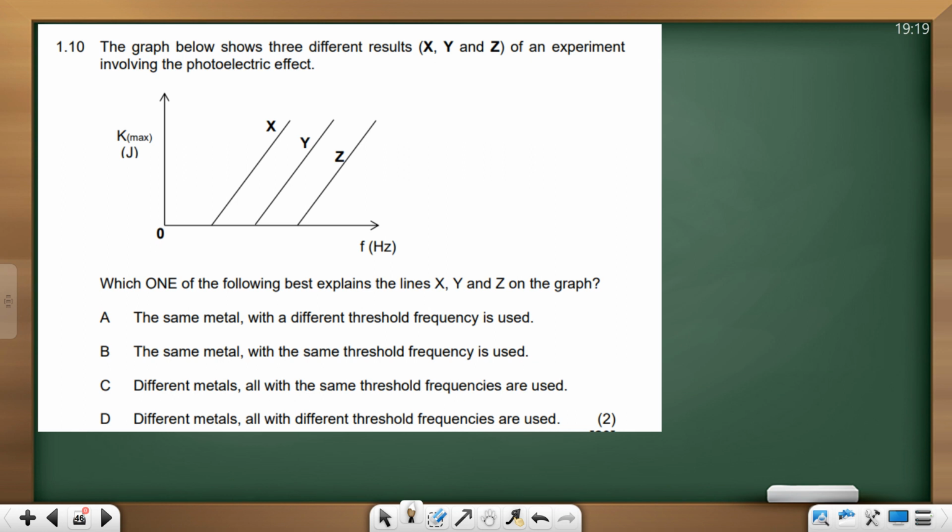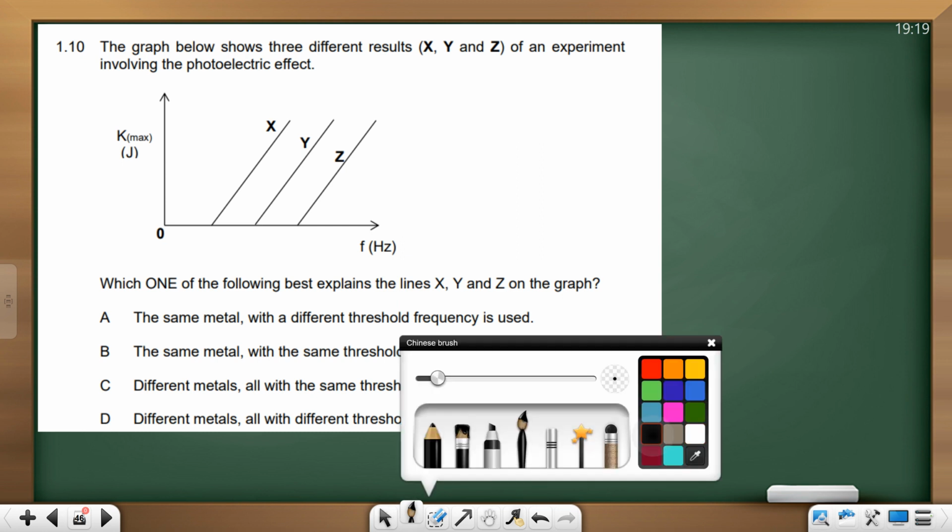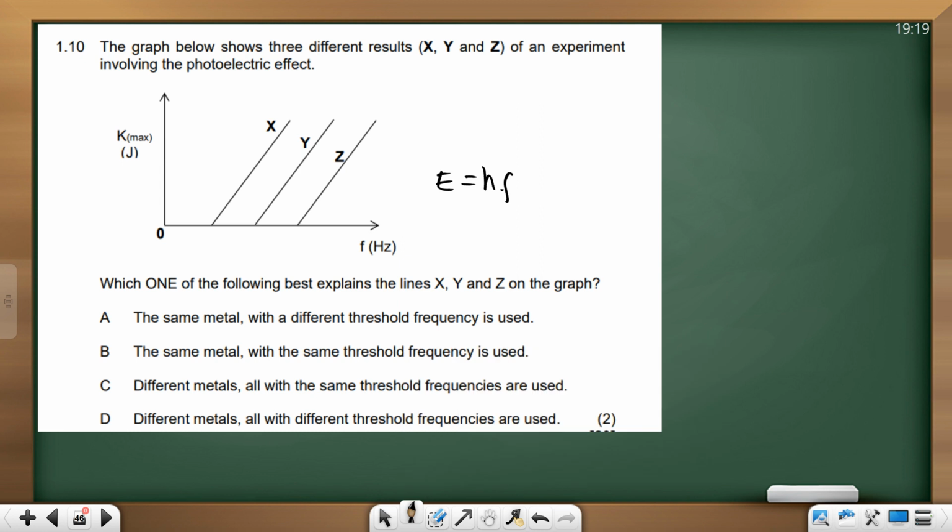Do you know that these lines are parallel? Analytical geometry: parallel lines have equal gradient. Do you know the gradient there? Let me tell you an easy way to remember your constant. Check your x-axis. What's on the x? F. Write the formula for E. E equals to what? HF. That's my gradient. If this is 1 over lambda, write down the formula for E again. E equals to what? HC times 1 over lambda, that's my gradient.